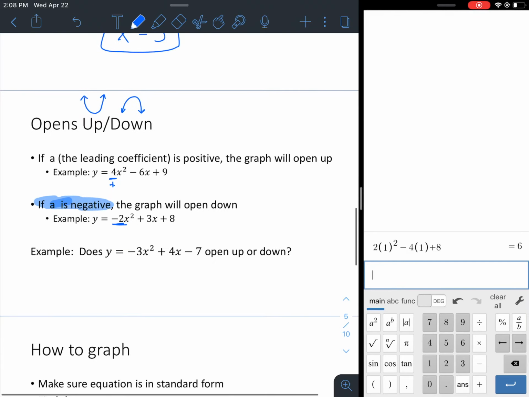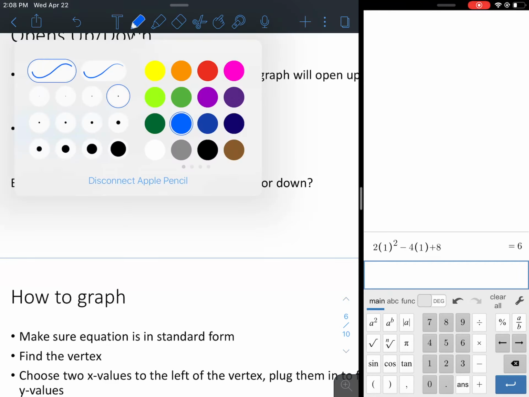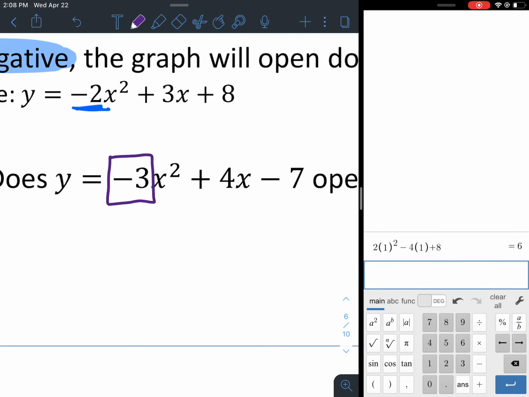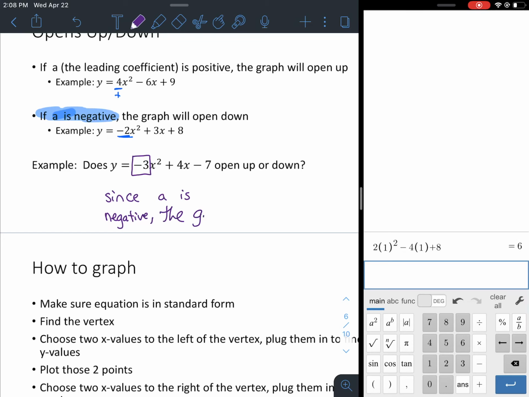Okay, so a quick answer to a question like this example. Does y equal -3x squared plus 4x minus 7 open up or down? We don't even have to graph it to know what that answer is. All we have to do is, if I want to know, is this graph opening up or down, I look at this a value. The a value is -3. So since a is negative, the graph opens down. Okay, very straightforward. Positive, smile, up. Negative, frown, down.